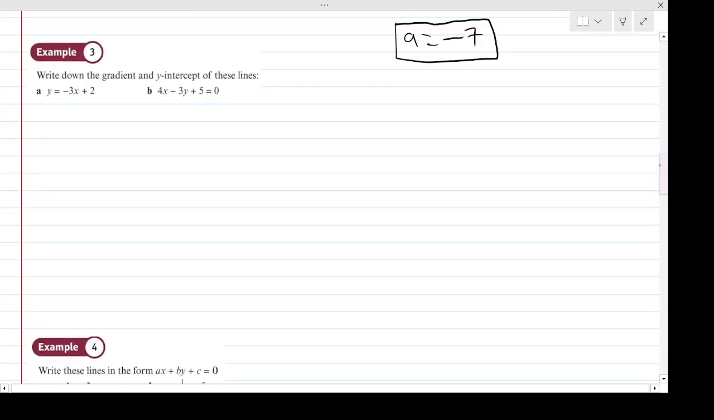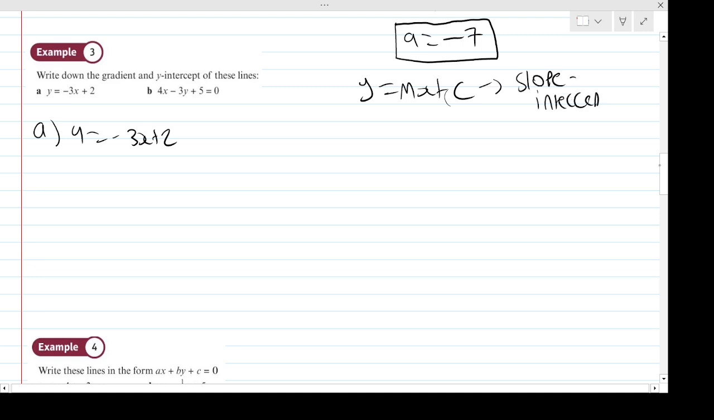So we are told to write down the gradient and the y-intercept of these lines. So firstly, y is -3x plus 2. Now again, recall what I talked about. The equation of a line should be in y equals mx plus c form. We also call that slope-intercept form. Now we will be looking at another version of a straight line in the next sub-chapter. We can write a straight line in another way, but this is I think the superior way.